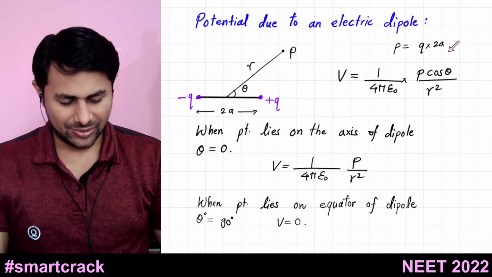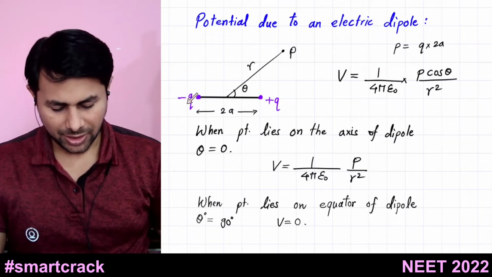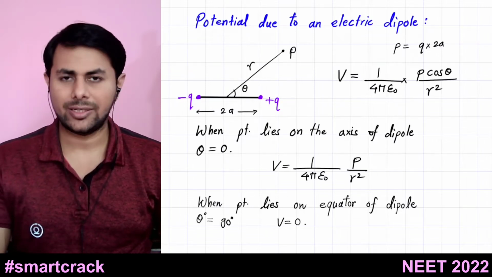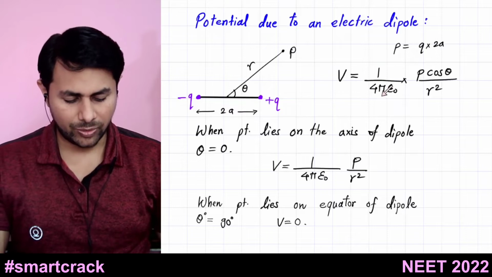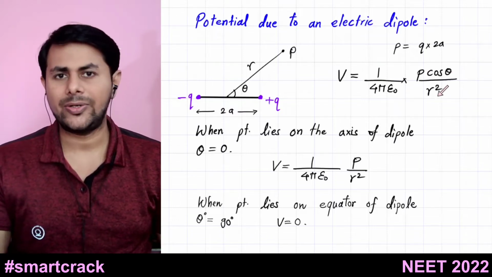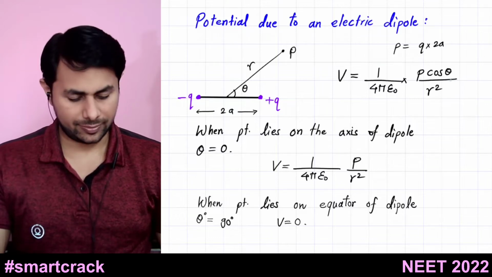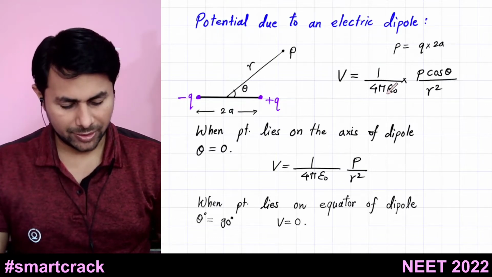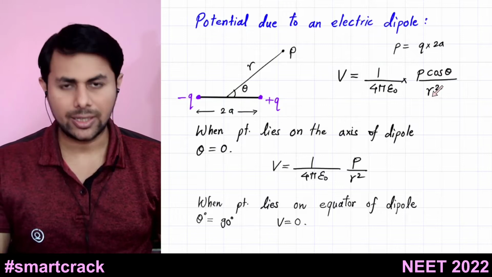So p equals q into 2a, and then the potential due to this dipole at this point is given by this formula. It is 1 over 4 pi epsilon naught multiplied by p cos theta upon r square. Okay, 1 over 4 pi epsilon naught into p cos theta over r square.